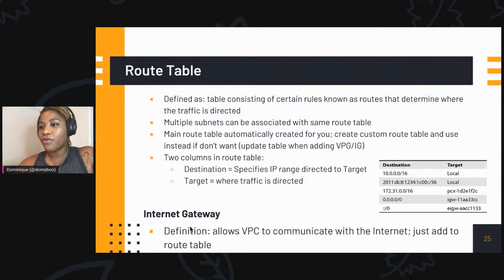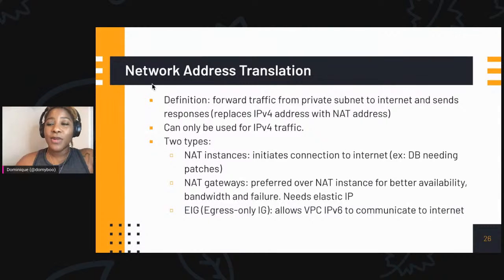Internet gateway. Oh, there you go. Internet gateway allows a VPC to communicate to the internet. Pretty self-explanatory. Then we have network address translation. It forwards traffic from private subnets to the internet and sends a response. What this really does is it replaces your IPv4 address with the network address translation address. From your virtual private cloud, if you do not add an internet gateway, you cannot talk to the internet. Your instances are not going to be accessible via the internet.